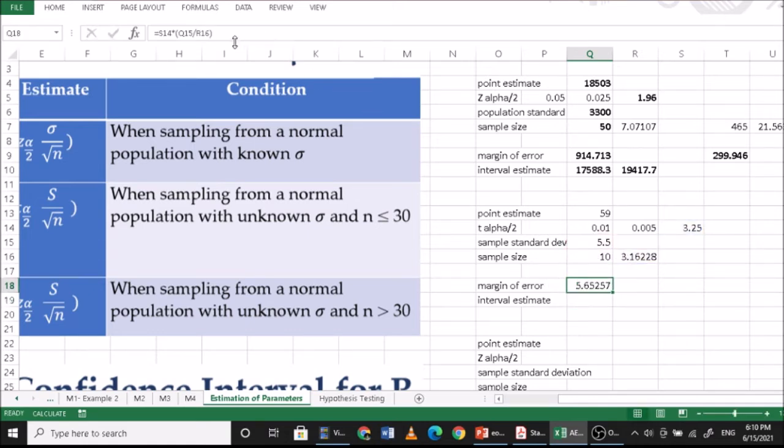So for the margin of error, that's t alpha over 2 times the sample standard deviation divided by the square root of n. So our margin of error is 5.65. To get the interval estimate, again, that's your point estimate minus your margin of error and your point estimate plus your margin of error. And then you can say now that you are 99% confident that the interval estimate is from $53.3 to $64.65. So this is now your interval estimate.